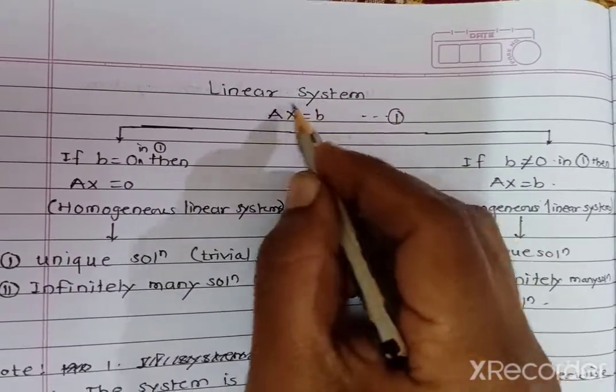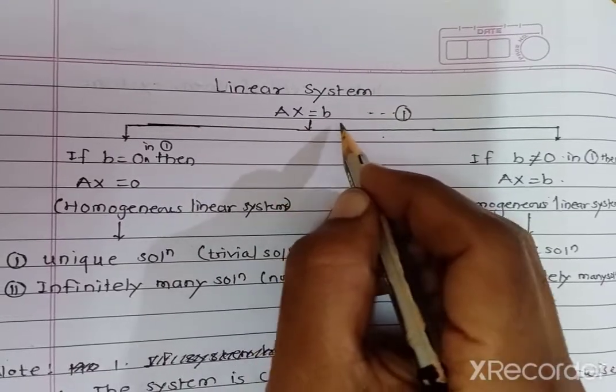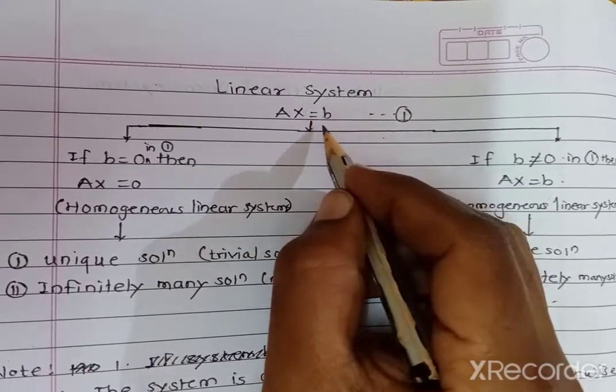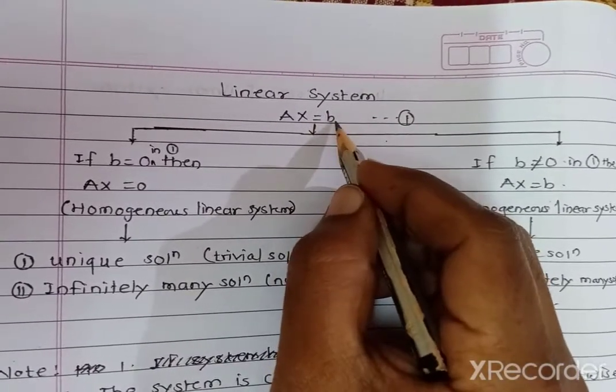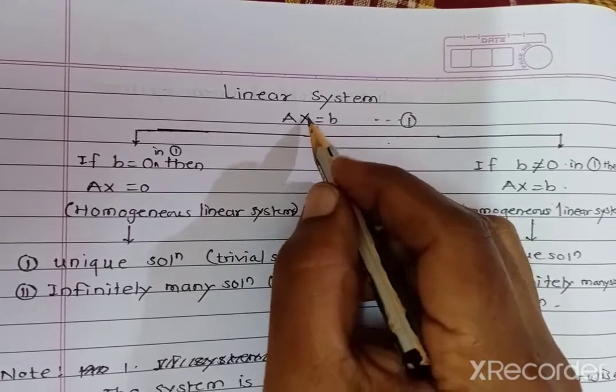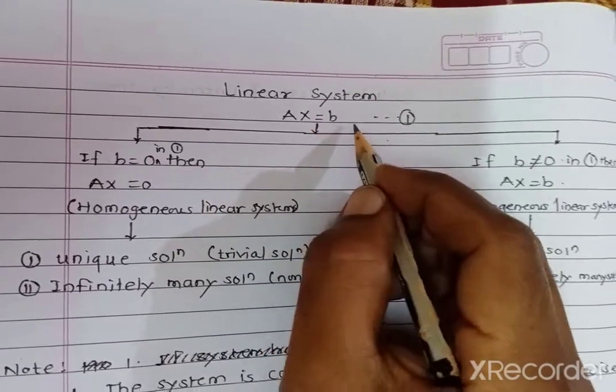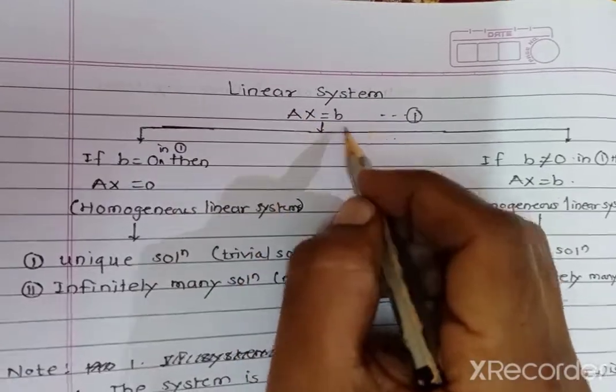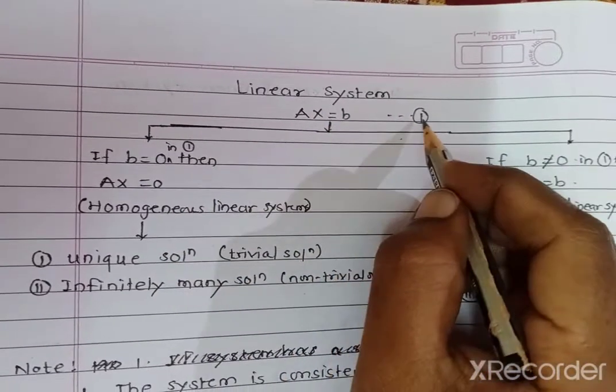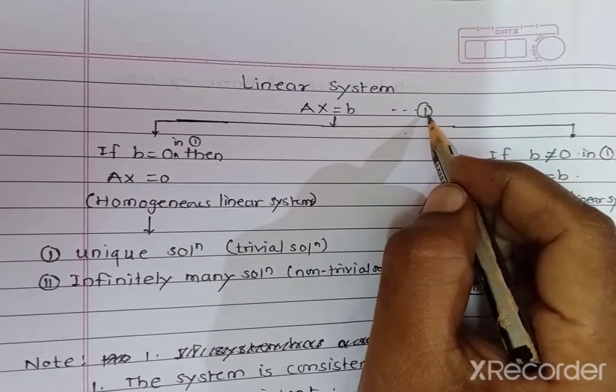Mostly we write our general linear system in the form A x = B. Sometimes in some books we write the capital B also, and here the small x also. It doesn't matter, but this is our general form of a linear system. Suppose we represent this as equation number 1.